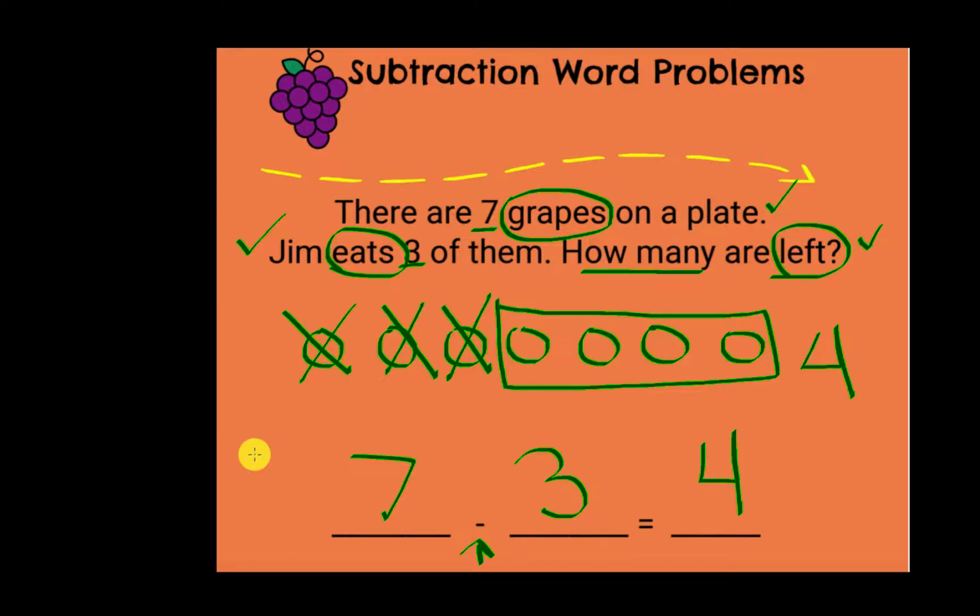Let's read that complete answer together. 7 minus 3 equals 4. Let's read that again. 7 minus or take away 3 equals 4. We just broke down the word problem. We got our answer, and you are awesome.